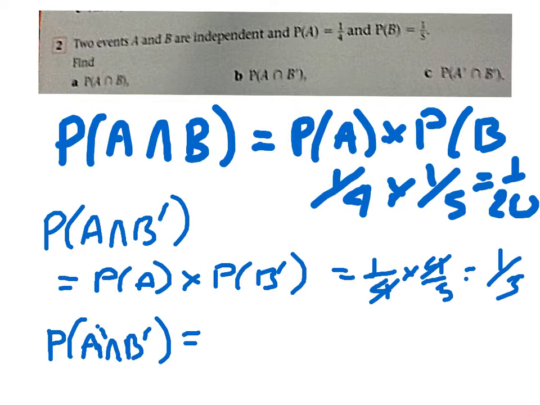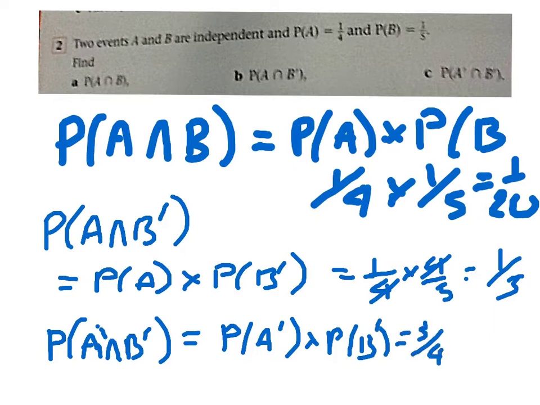So on part C then, not being in A will be 3/4. Okay, I suppose I better write this out. Not being in A times not being in B will be 3/4 times 4/5, and that will give me 3/5 as my answer. There we are. Question 2.